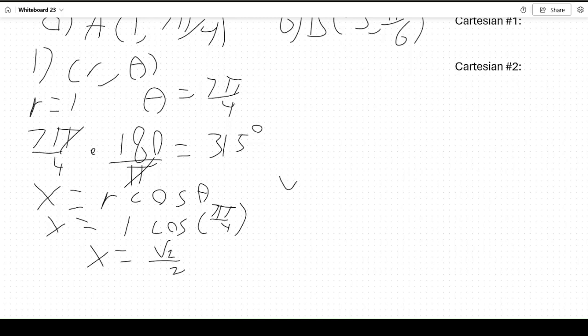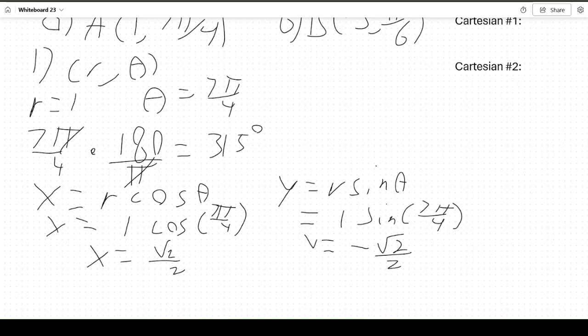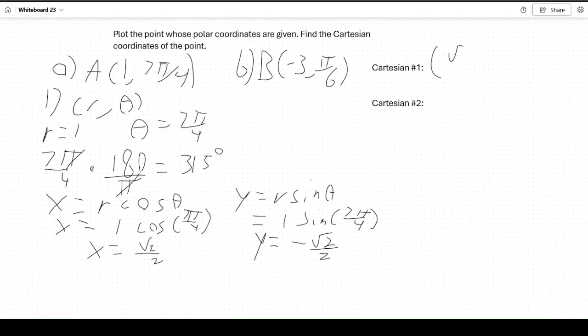And we have to do that for the y as well. So y will be equal to r sine theta. And this is from the equation from the beginning I showed you. So r is still 1, and the sine is of 7 pi over 4. And that's going to be equal to negative square root of 2 over 2. So this is our Cartesian coordinates. Our Cartesian coordinates for the first one are square root of 2 over 2, negative square root of 2 over 2.